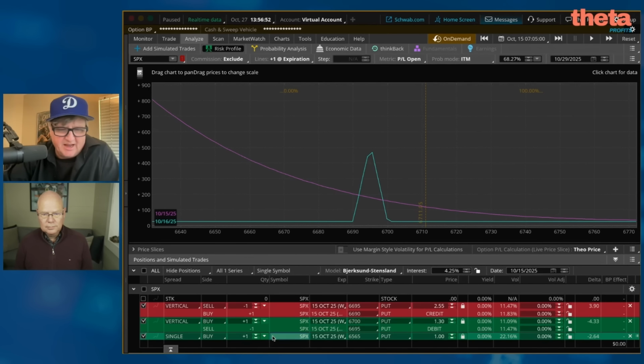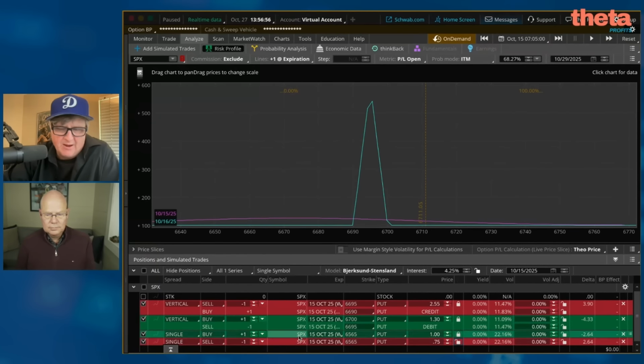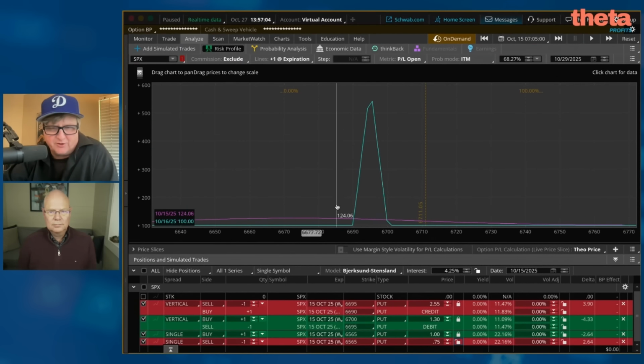If we were to take that hedge off right now, sell it out, just flatten it out, you can see that we have $100 now of guaranteed profit all the way from here to zero and all the way up, plus the butterfly.